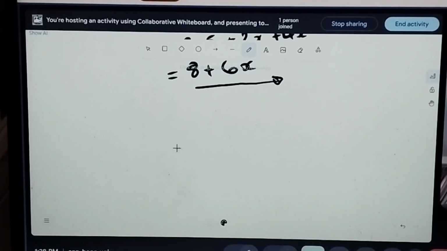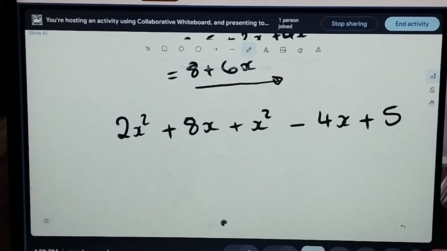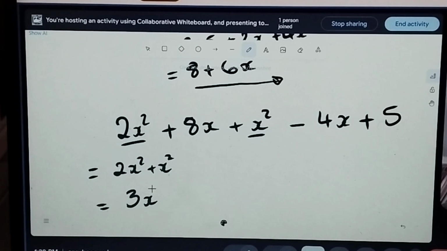The other thing they might do is give you something like this. They might say 2x squared plus 8x plus x squared minus 4x plus 5. They might give you something really long like that and say you've got to simplify. So I'll start with the x squareds. I've got a 2x squared and I've got an x squared. So if I've got 2x squareds there, plus a single x squared there, and I add those together. I can group them together first. You don't have to do this. I just do it so it looks more obvious what I'm doing. That's going to end me up with 3x squareds.